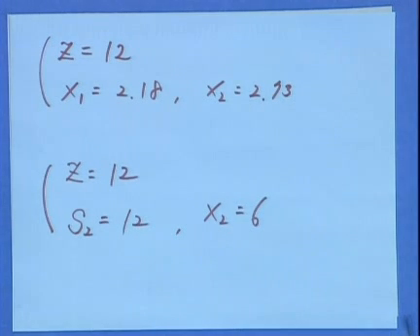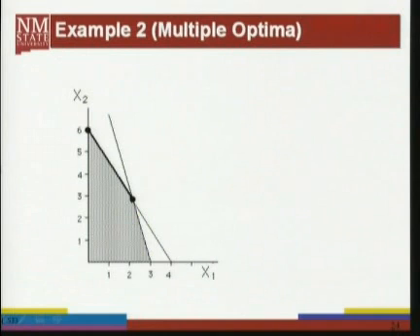And this shows the graphical representation of this case. In this case, every point on this edge, including the corner points, is optimal. Only the two corners are the basic, however.